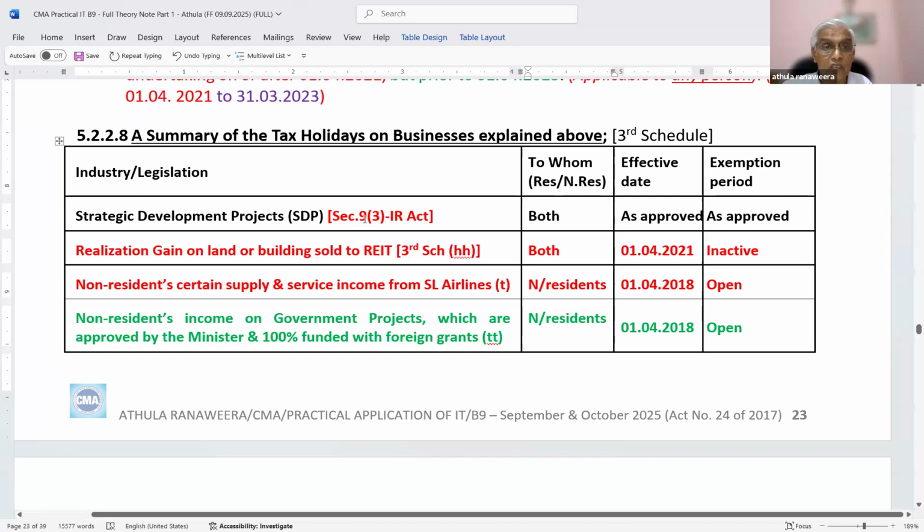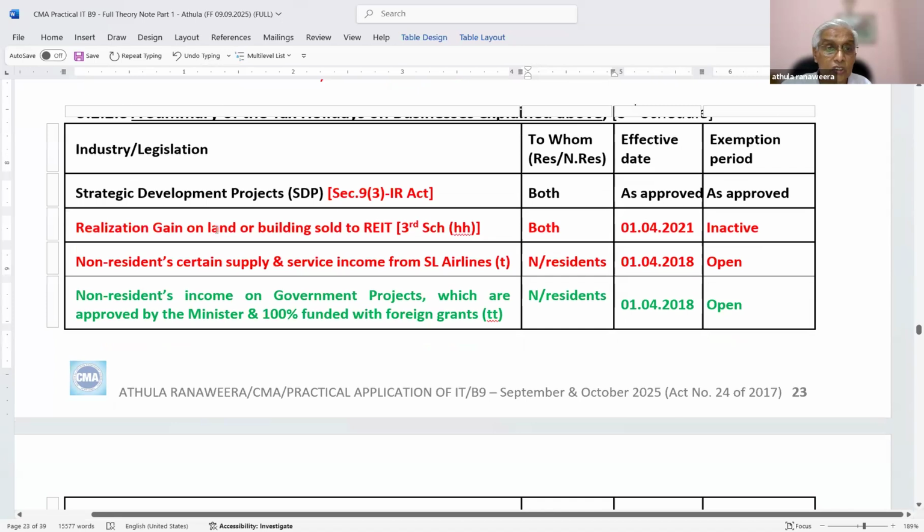Right. Strategic Development Project Act. For both resident and non-resident people, it is there. The holiday period is as approved by the Parliament. Then the tax exemption period is also as approved. Depending on the approval, we have to see the approval document, the agreement. Then realization of land and building sold to real estate investment trust.